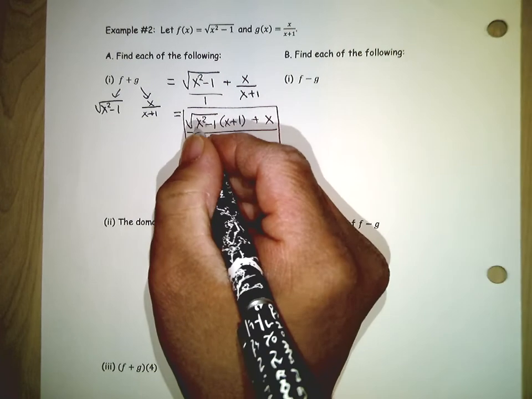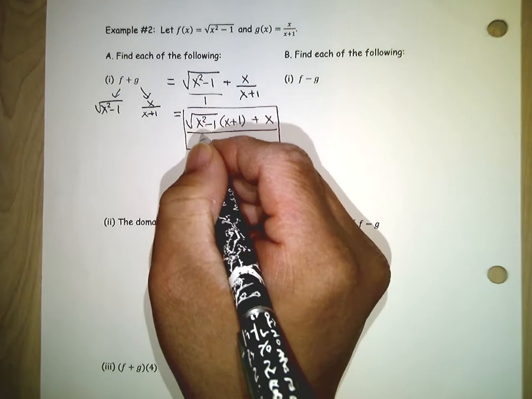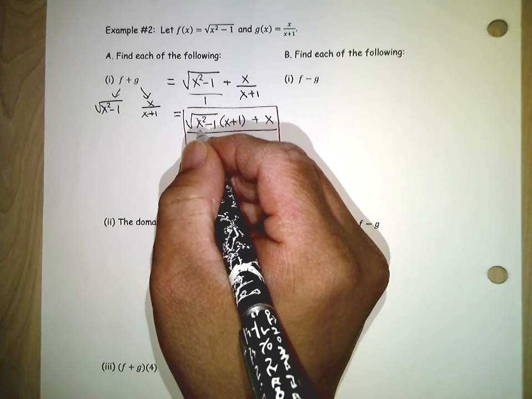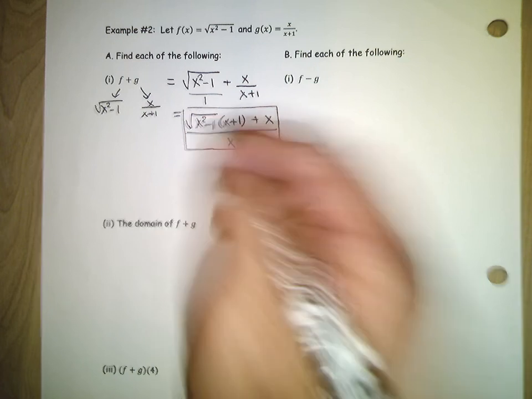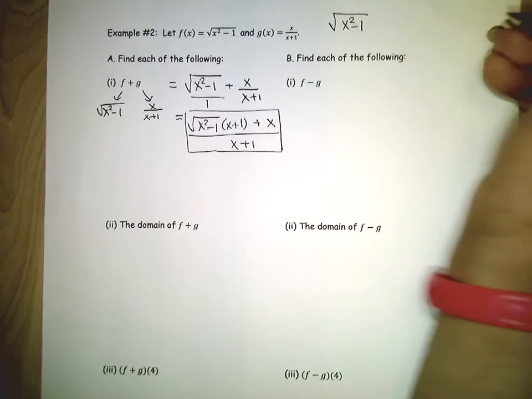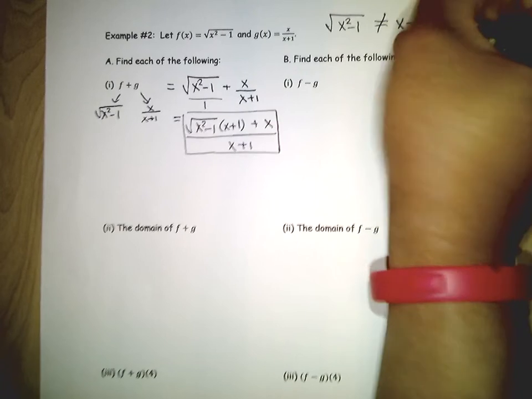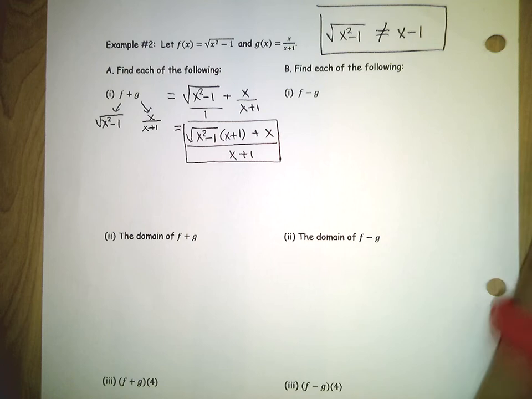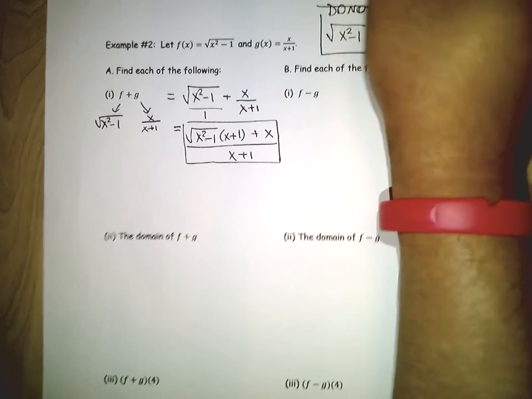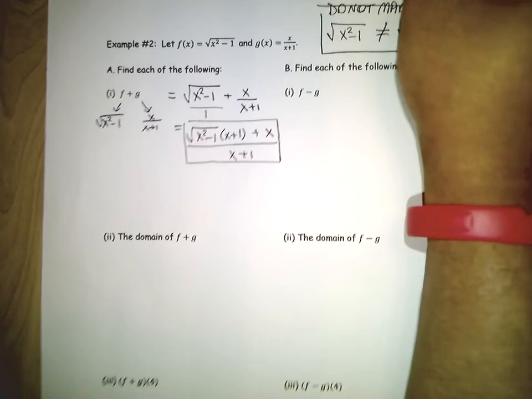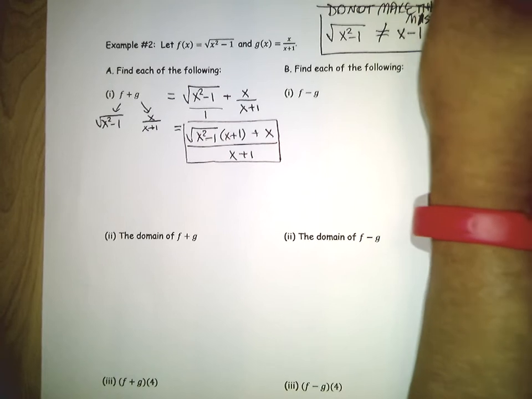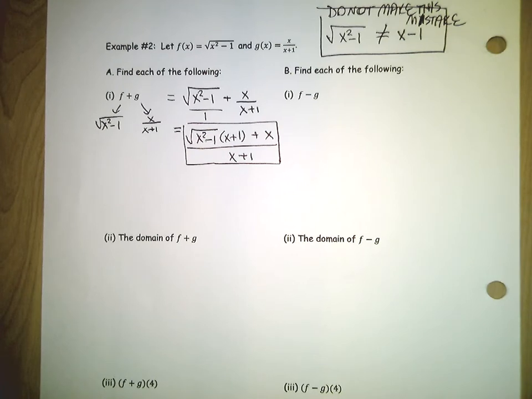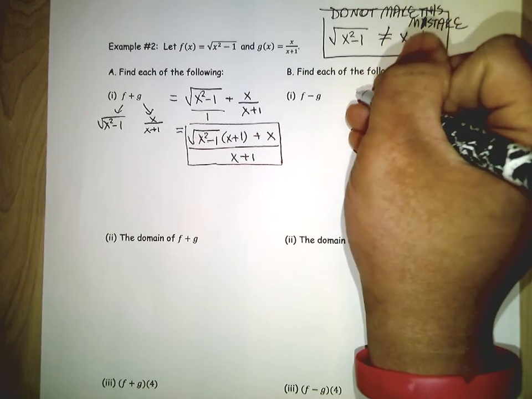The one thing that I do want you to notice is that you cannot take the square root of each of the terms under the square root individually, so this square root needs to be left in the form that it is. In other words, what I'm saying is that the square root of x squared minus 1 does not equal x minus 1. All right, so do not make that mistake there. Again, just do not make this mistake. That would be really, really bad, and my cat will die if you make that mistake. All right, so find each of the following.